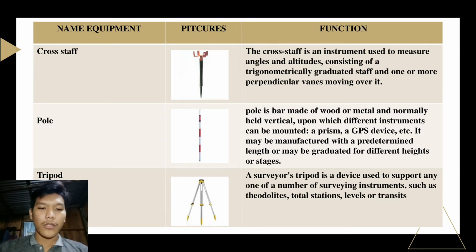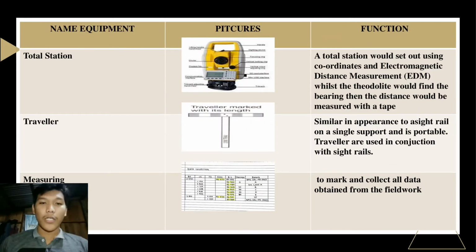And number 6 is the tripod. A survey tripod is a device used to support any one of a number of surveying instruments such as a theodolite, total station, level, or transit. Number 7 is the total station, which sets out using coordinates and electromagnetic distance measurement, whilst the theodolite would find the bearing, and then the distance would be measured with a tape.